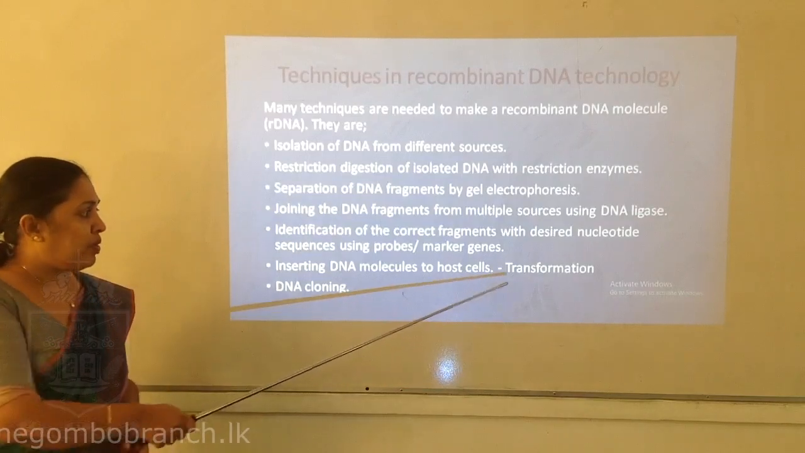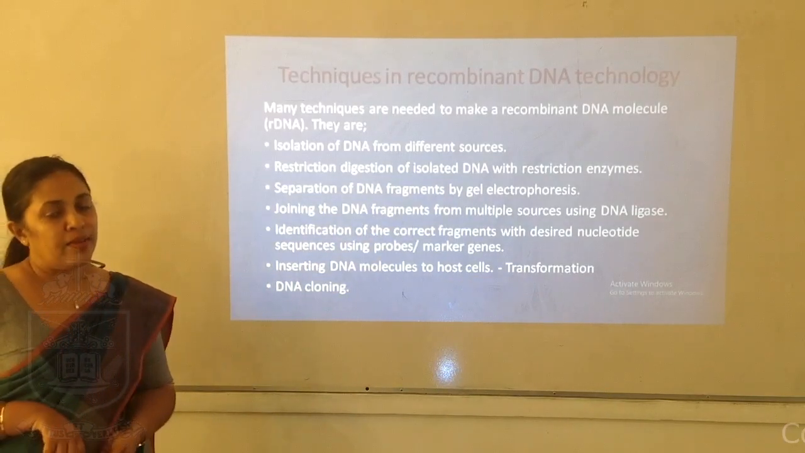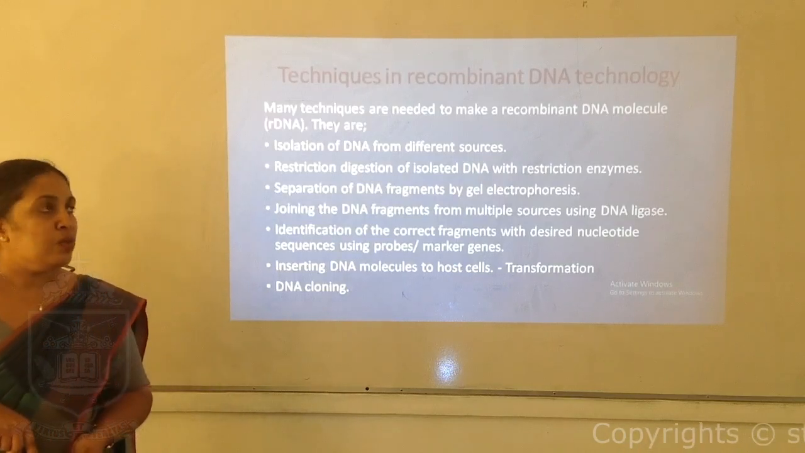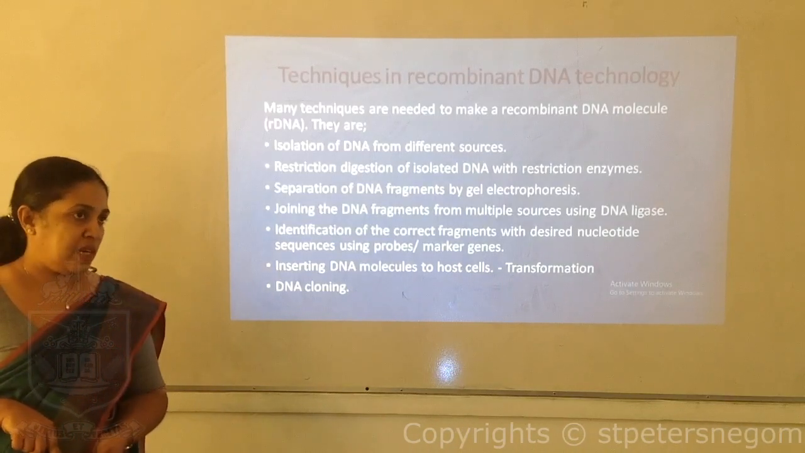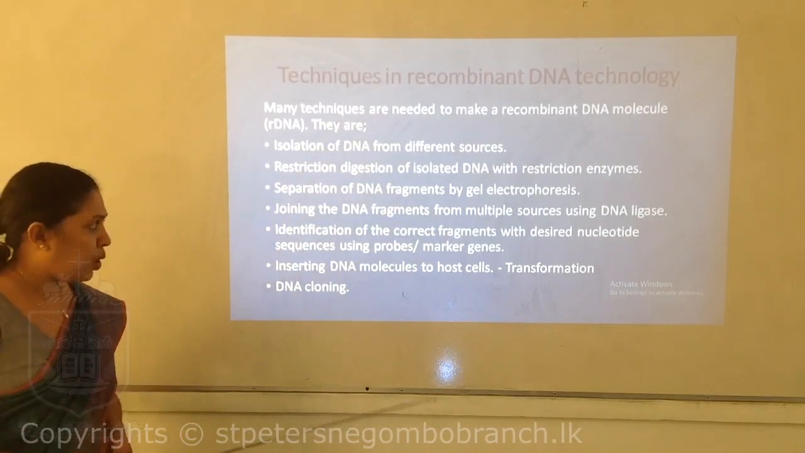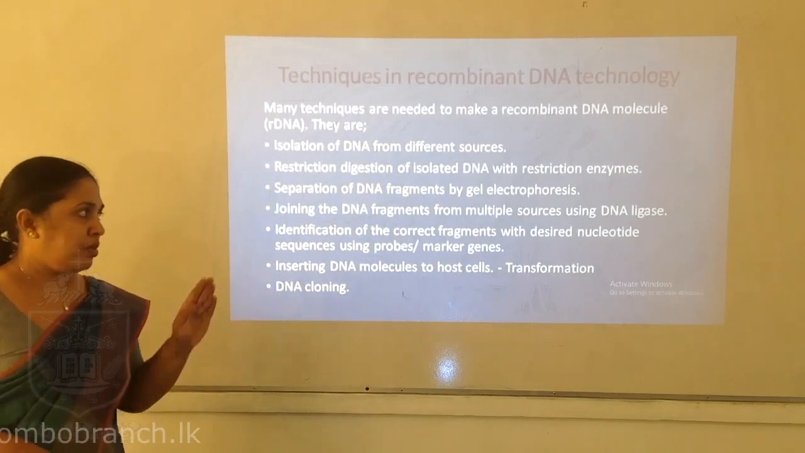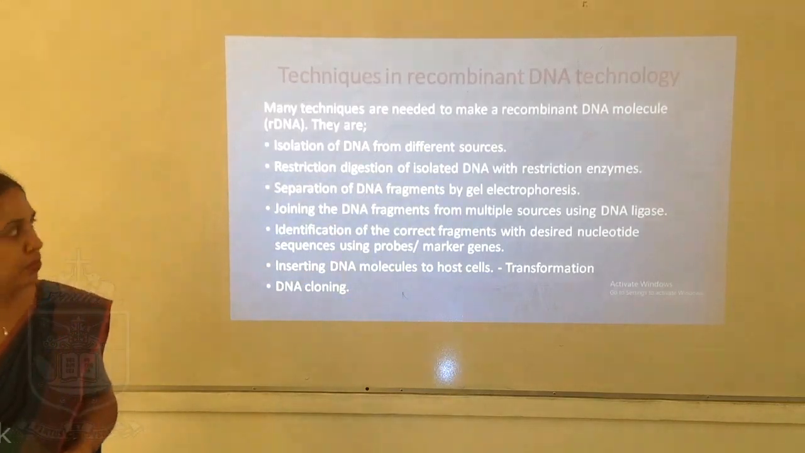Usually the most common method is transformation, and also DNA cloning. Those are the techniques which are used in recombinant DNA technology, and it does not always follow this order. It is a rough order. From time to time these may change.